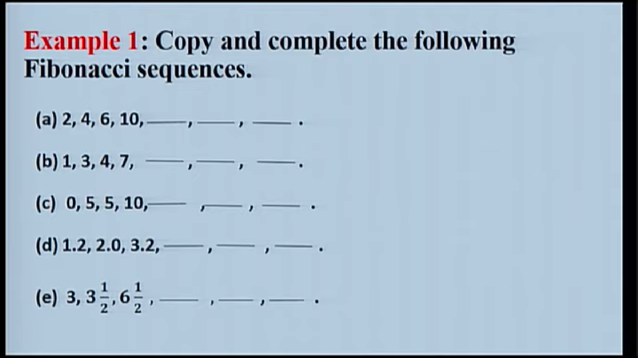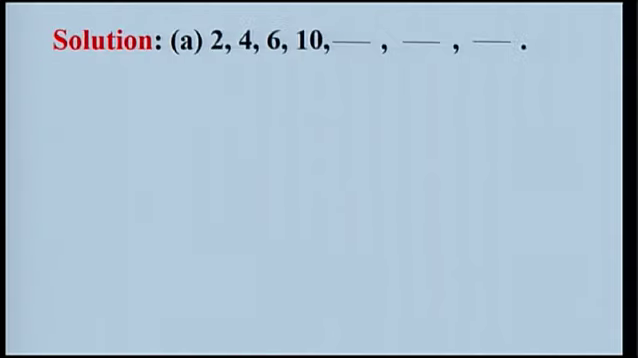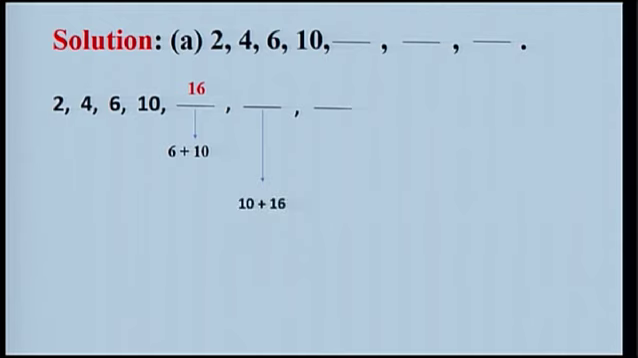Now we consider one example. Copy and complete the following Fibonacci sequences. So we have 5 parts. The first one, 2, 4, 6, 10. So we need to be careful. This is not the set of even numbers or the set of multiples of 2 because we don't have 8. So it's going to be the Fibonacci sequence. So I need to add the two previous terms to get the next one. So here it's going to be 6 plus 10, 16. Next one, 10 plus 16, 26. And the third one, 16 plus 26 to give me 42.